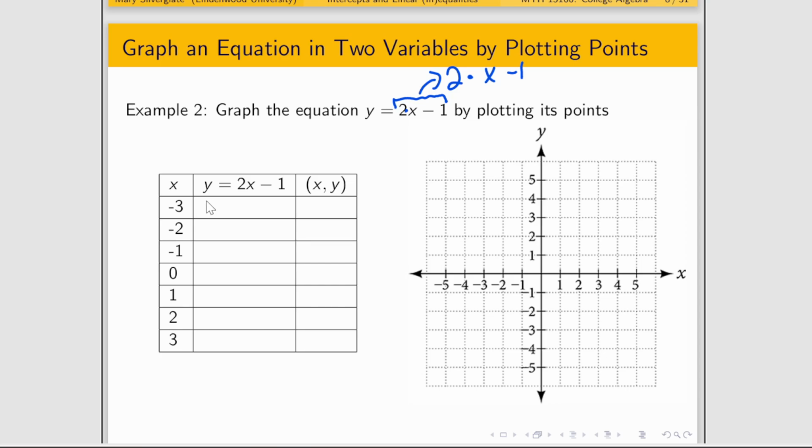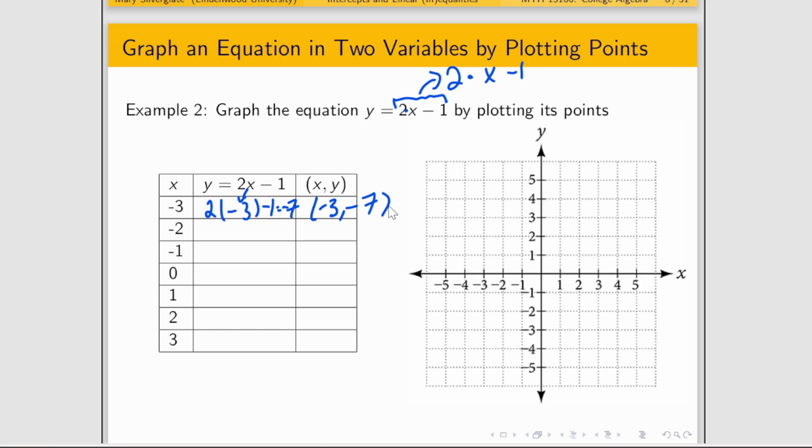So if I plug in -3, for example, that means I replace everywhere I see an x with that -3. So that becomes 2 times -3 minus 1. Order of operations, I do that multiplication first. 2 times -3 gets me -6, minus 1 gets me -7. So I just figured out that the coordinate -3, -7 exists on this plot.